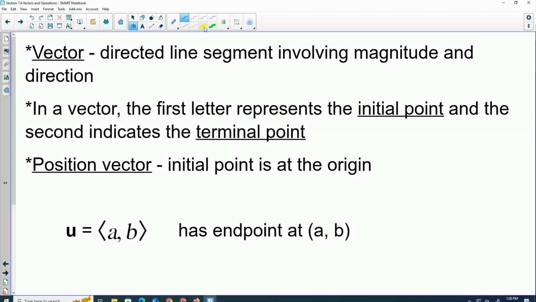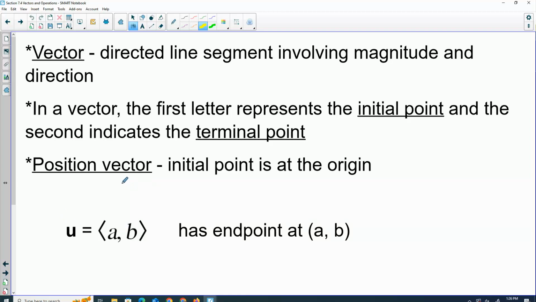So with these, you can write down as much as you want on here, but an actual vector is basically a line segment with direction. Okay, so it's kind of like a ray. It has an endpoint, it has an arrow. When we're talking about a vector, the first letter gives your starting point and the second is your ending point.